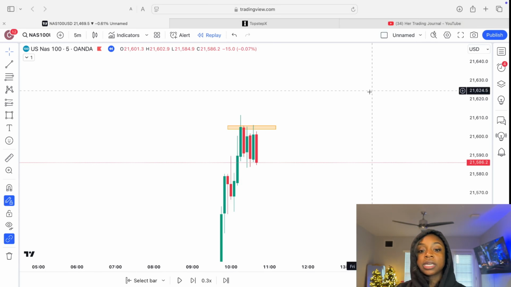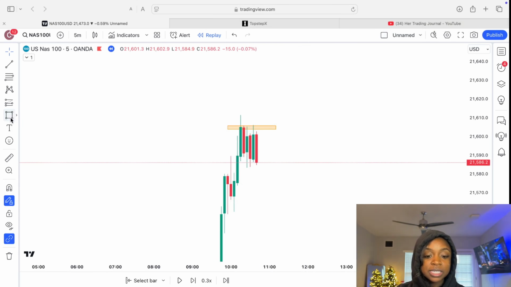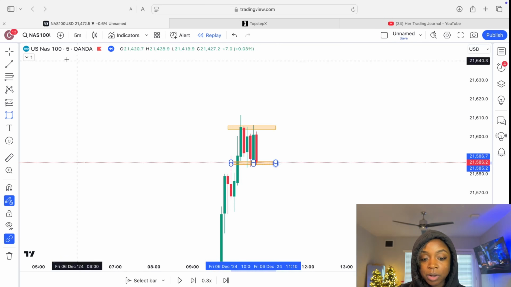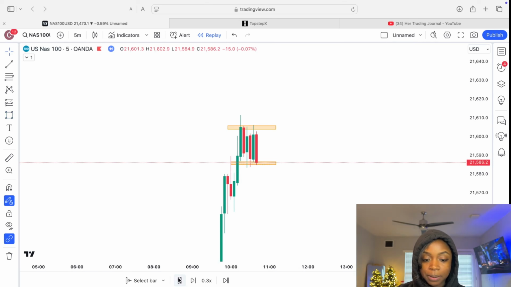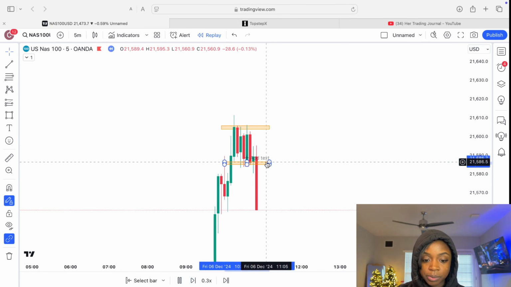Battery has 10%. I have to hurry up. So ranging in price. I have my resistance, and I guess you can kind of say this is a support. It's not as clear, but for now I'm going to mark it up. Right? So let's go ahead and play this. And this is a very small, tight range. This is not anything I would want to trade. Yeah, we're immediately breaking out of that.